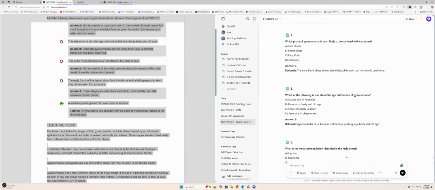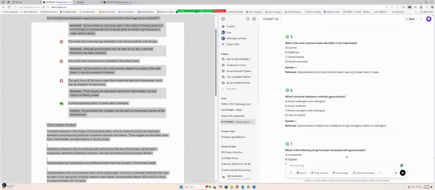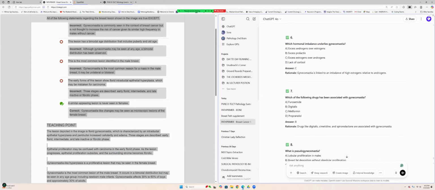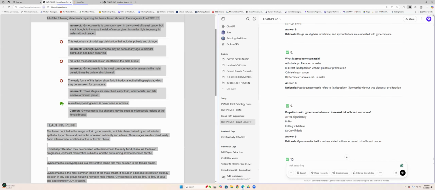What is the most common lesion identified in the male breast? Gynecomastia. Which hormonal imbalance underlies gynecomastia? Excess estrogen over androgen. Which of the following drugs are associated with gynecomastia? Digitalis, cimetidine. What is this? Testosterone system.